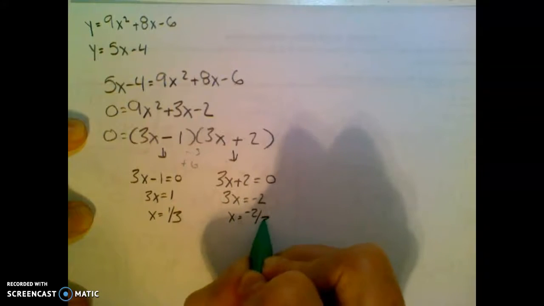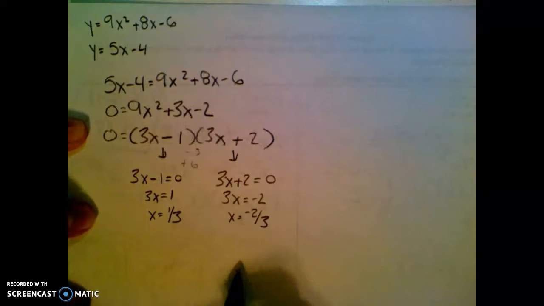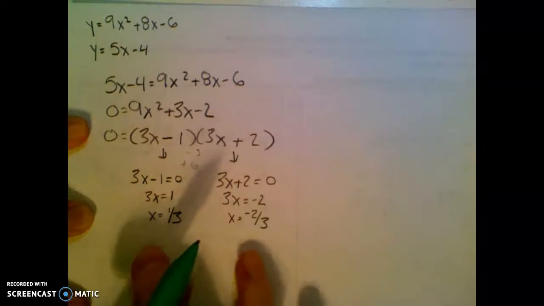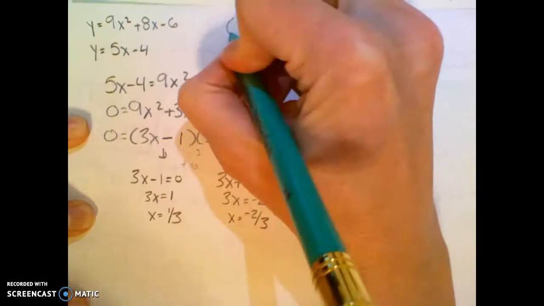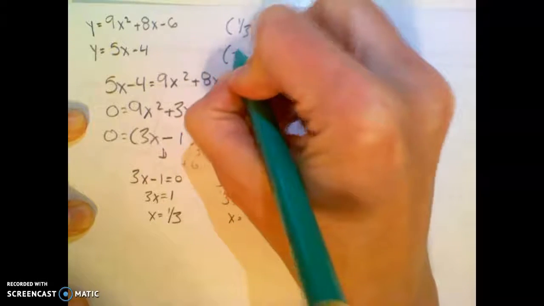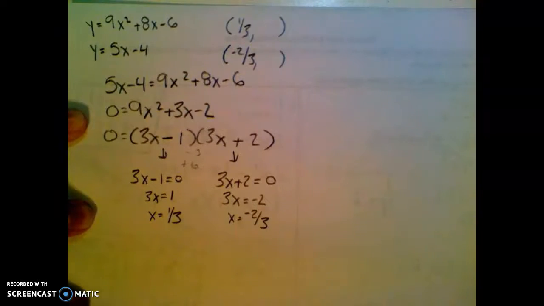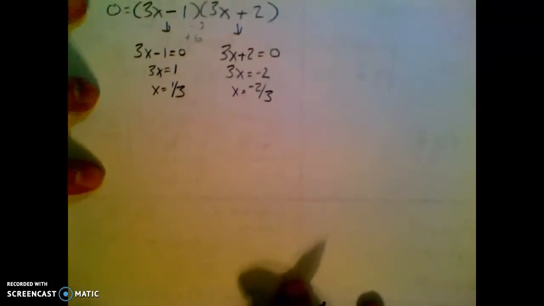Hopefully that's not too fast, and just legit set equal to 0, solve, set equal to 0, solve. All right, what this means is that I have 2 separate answers. So I'm going to go up here and start out that answer. So we got a 1/3, comma something, and a negative 2/3, comma something. Okay, then I'm going to scroll down so you can see what I'm writing.